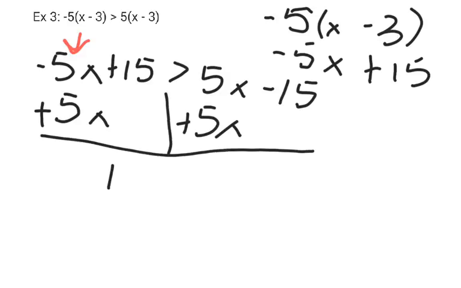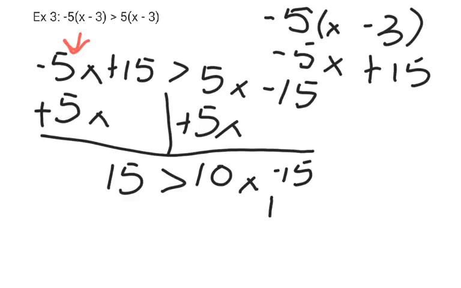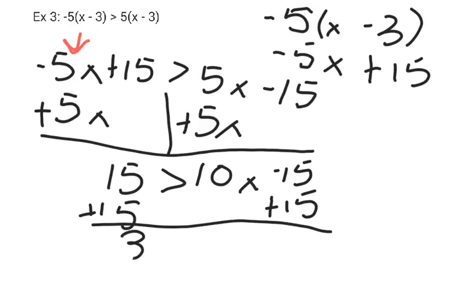Magic mirror. 15 is greater than 10x minus 15. Next, what we want to do is we want to move that negative 15 from the right over to the left. Why do we want to do that? Because, again, the variable is on the right-hand side. We want to get that variable by itself. Therefore, plus 15 plus 15, we're going to get 30 is greater than 10x.